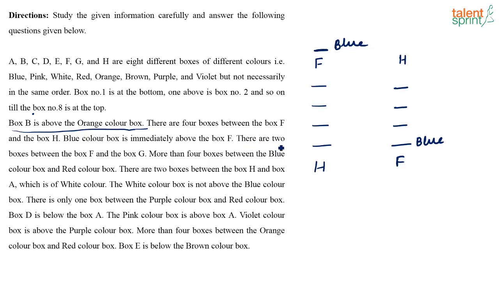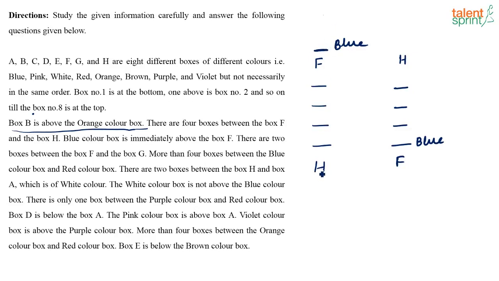There are 2 boxes between F and G. So when I say there are 2 boxes between F and G, if I look at this case, if this is F, where can G be? Either there has to be 2 boxes on top of F and then this has to be G, which is not possible because here already I have fixed 7 boxes, right? 1, 2, 3, 4, 5, 6, 7. So I need to fix only one more box. Either that box is going to be here or it's going to be here. So definitely I can say that G cannot be on top of F.